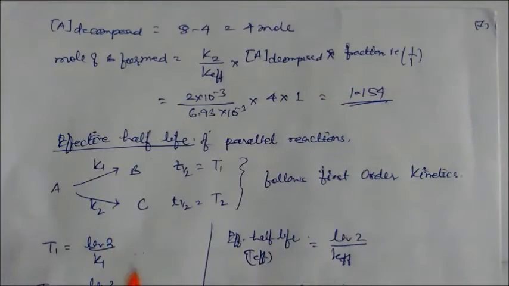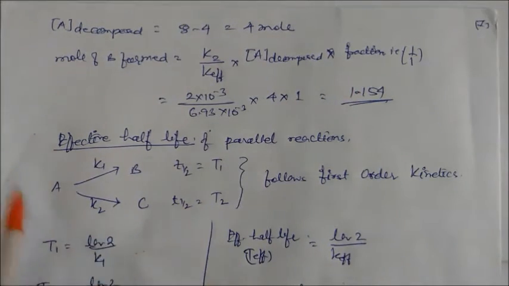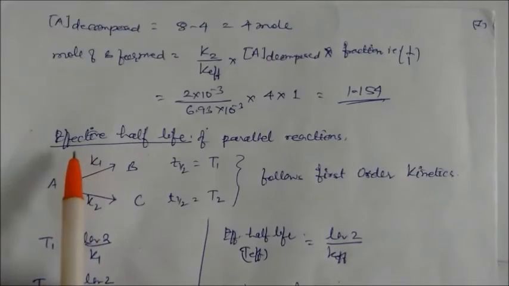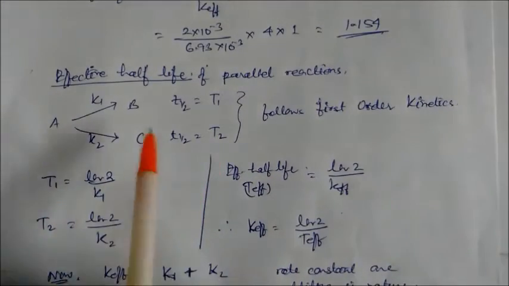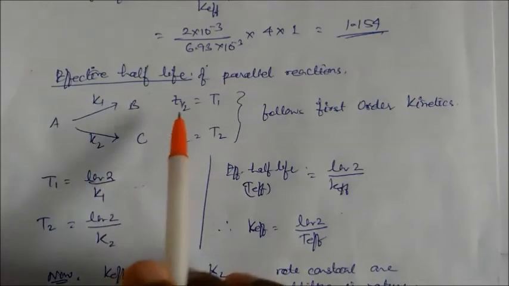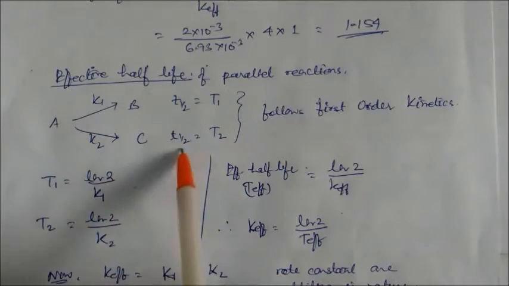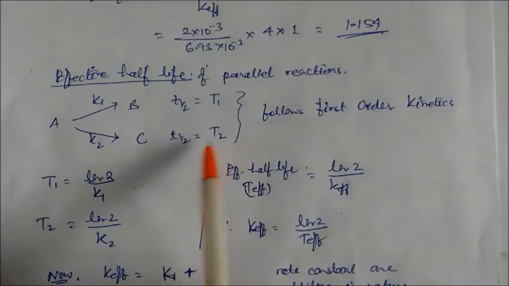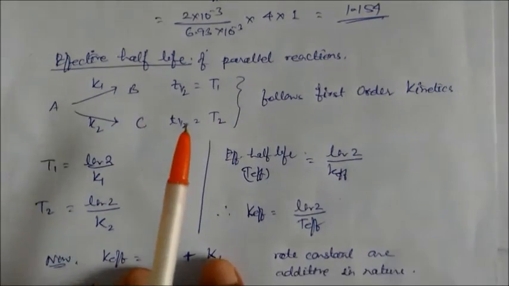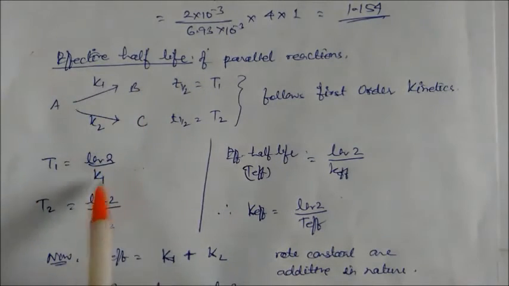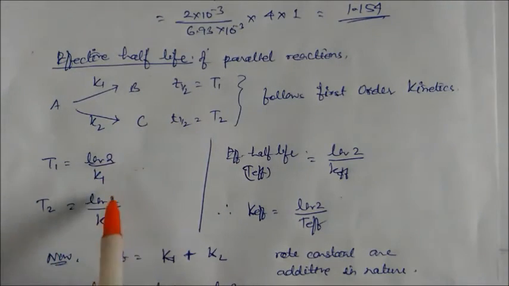Now we will see one more theory, how to calculate the effective half-life of the parallel reaction. So this is a parallel reaction whose rate constants are K1 and K2, and the half-life of this is T1 and the half-life of this one is T2. Since both reactions follow first order kinetics, the half-life for this, T1, will be log 2 by K1, and for this one it is log 2 by K2.